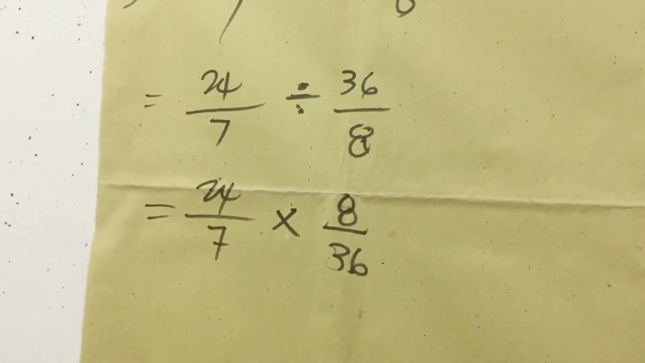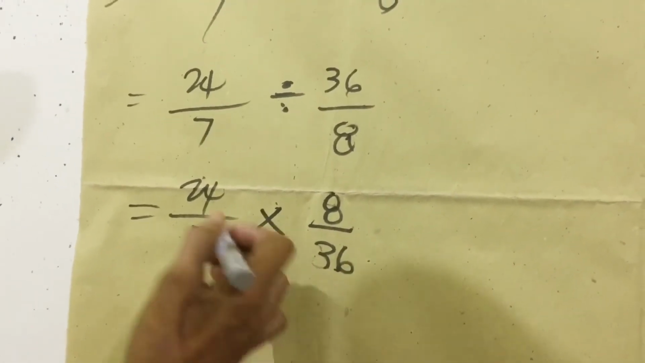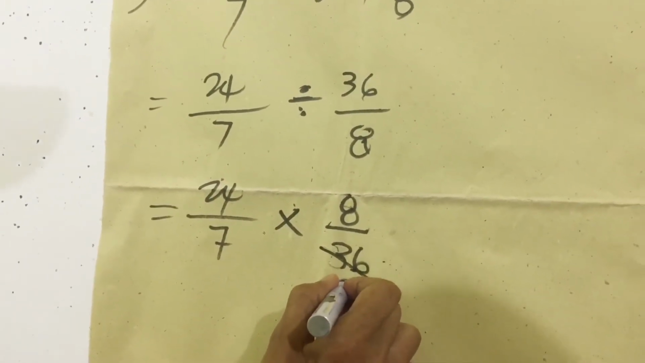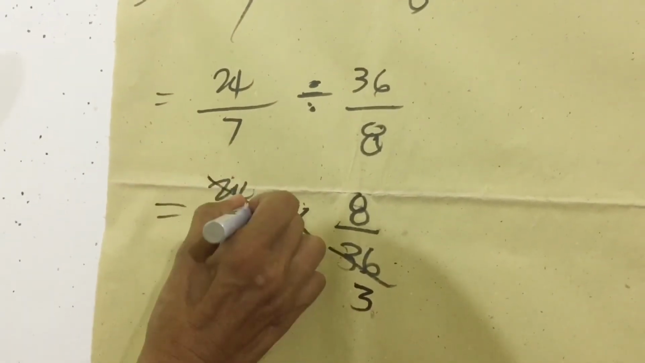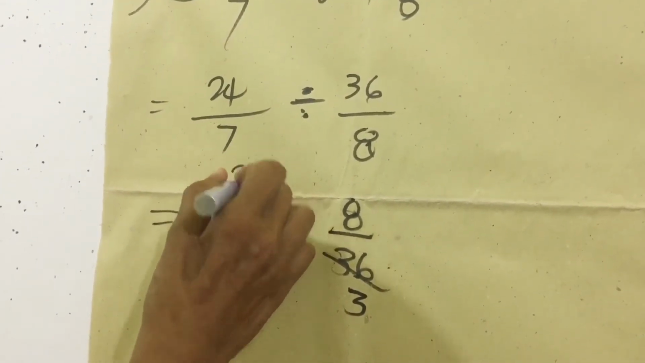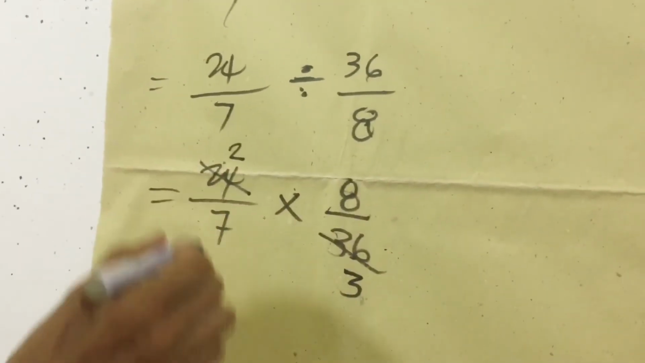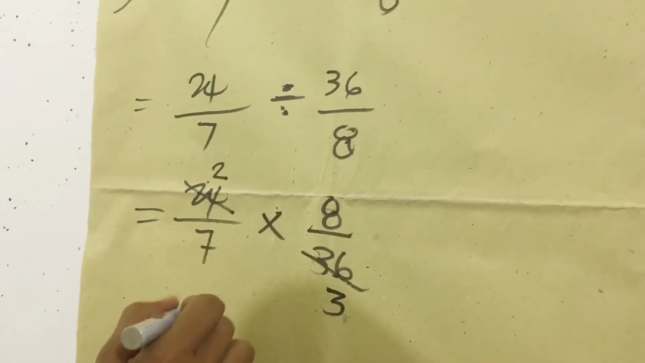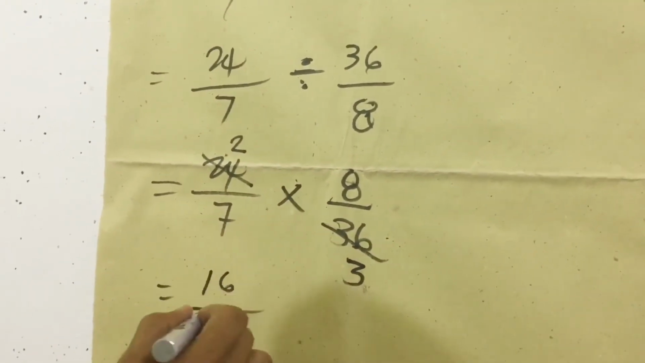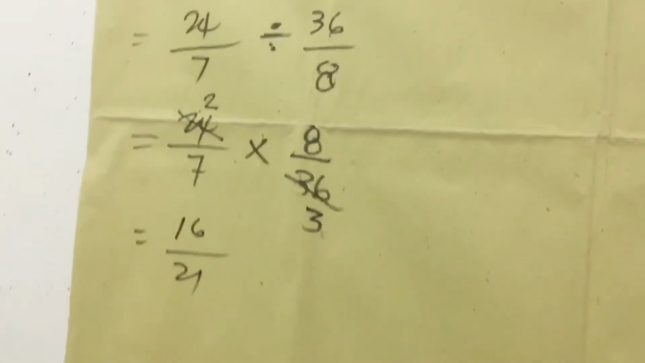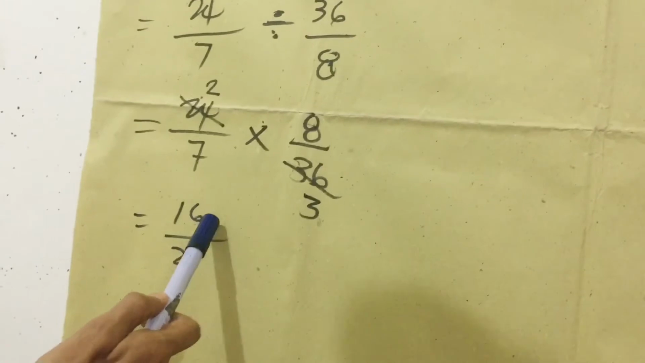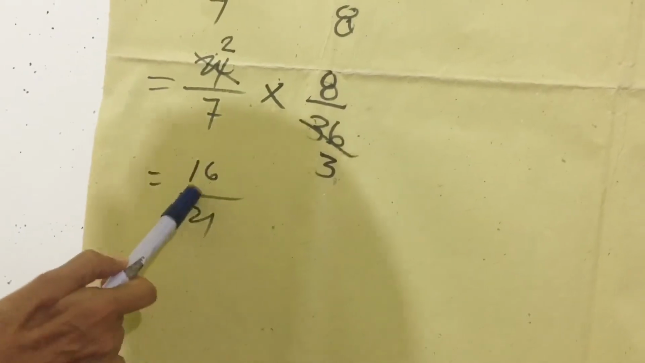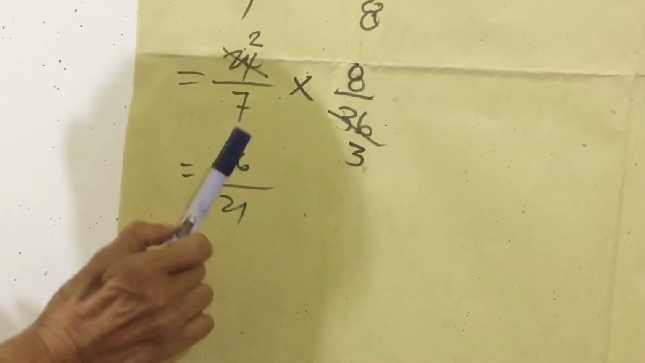Then find the cancellation method. So we can divide 24 and 36 by 12. 36 divided by 12 equals 3. 24 divided by 12 equals 2. Then no more numbers to be cancelled, so horizontal multiplication we're going to apply. 2 times 8 equals 16. 7 times 3, 21. So 16 divided by 2, yes, we can divide, but 21 we cannot divide by 2 because there's a remainder. So therefore, this is our lowest term now.